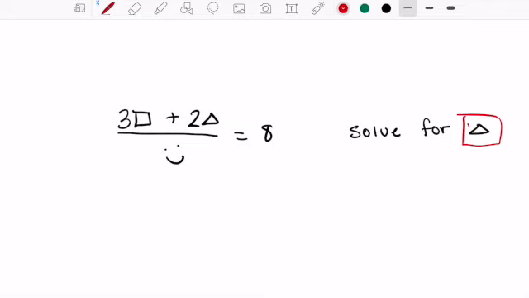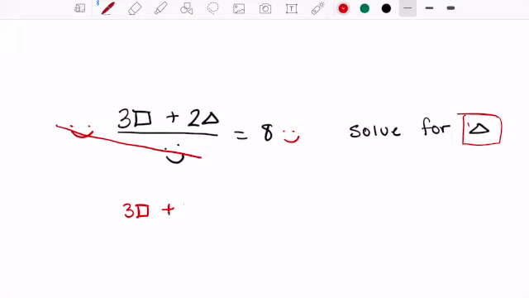So, in order to get triangle by itself, what I need to do is multiply both sides by smiley face. Well, that's going to cancel, leaving me with 3 square plus 2 triangle equals 8 times smiley face. Again, we're trying to get triangle by itself. I'm going to subtract 3 square from both sides.